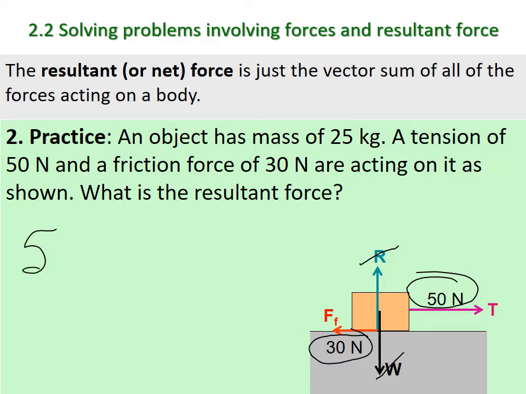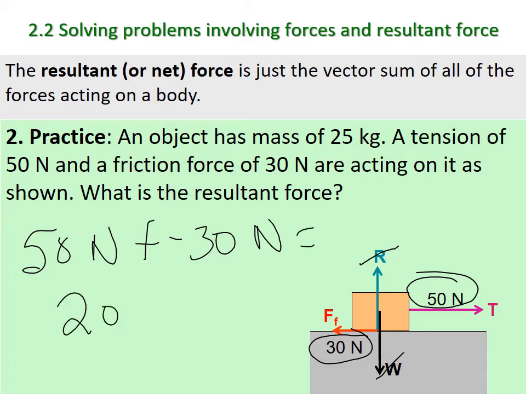So I can do 50 newtons as my positive direction, choosing the positive x, plus a negative 30 newtons, negative 30 because it's in the opposite direction. And I'm left with the resultant force of 20 newtons. And you can denote this to the right. Okay, next up.